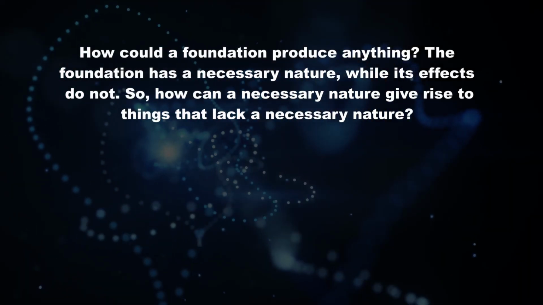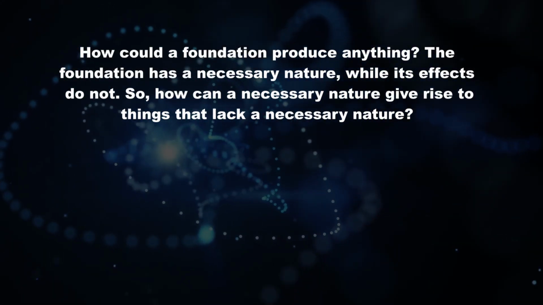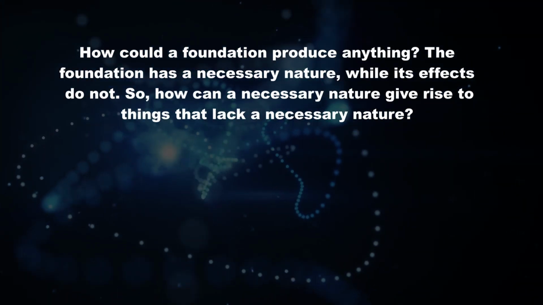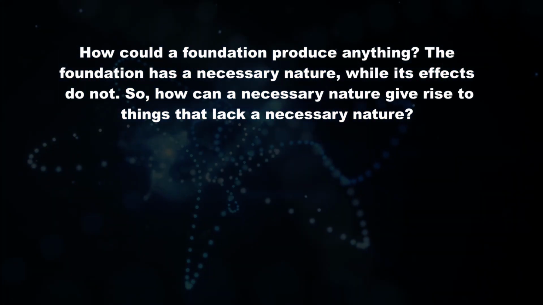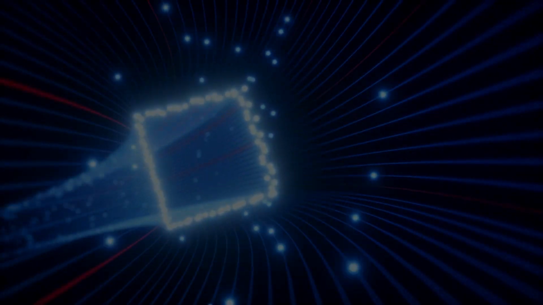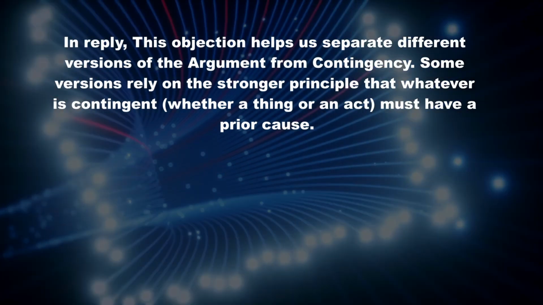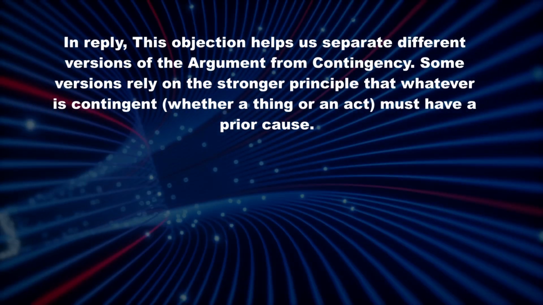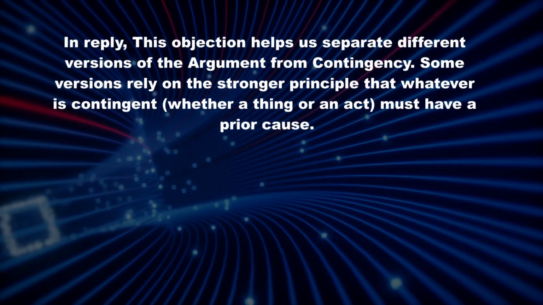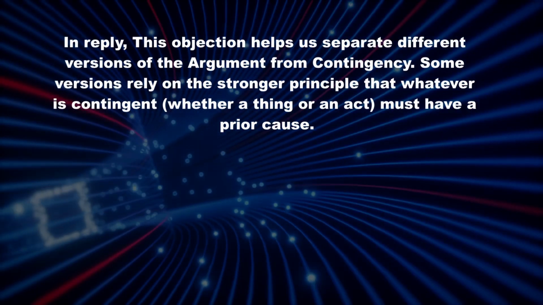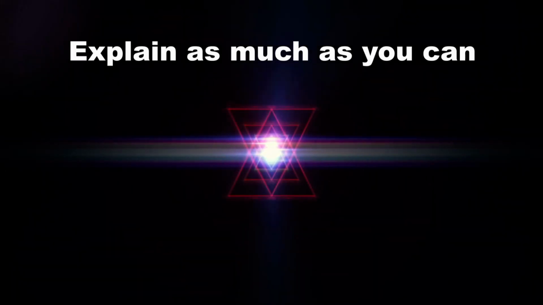Objection 4. The bootstrapping objection. How could a foundation produce anything? The foundation has a necessary nature, while its effects do not. So how can a necessary nature give rise to things that lack a necessary nature? In reply, this objection helps us separate different versions of the argument from contingency. Some versions rely on the stronger principle that whatever is contingent must have a prior cause. By contrast, I don't rely on anything that strong. Instead, I say, explain as much as you can.